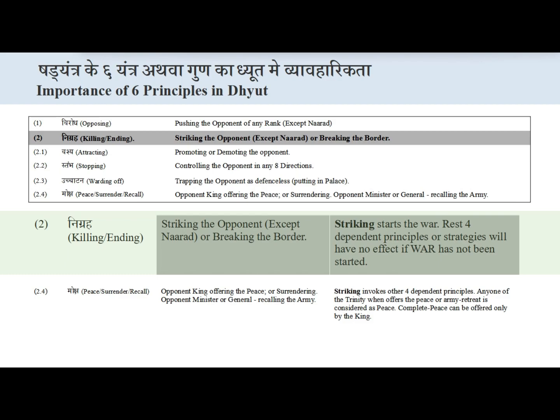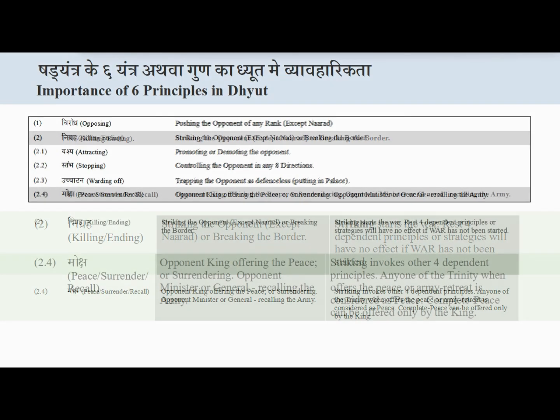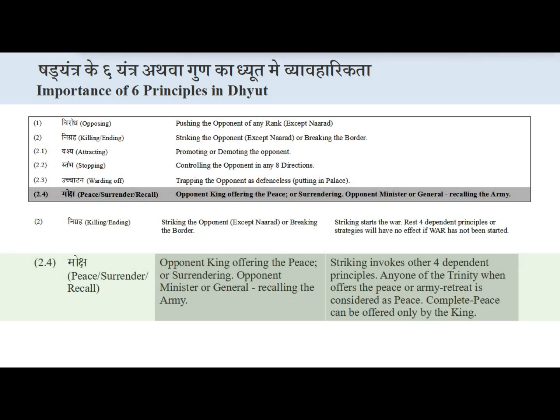Please remember that striking starts the war, and you can see points number 2.1, 2.2, 2.3, 2.4. The 4 other principles are dependent on Nigraha or killing. Primarily there are only 2 principles, Virod or opposing and Nigraha or killing. And the very last principle is called Moksh or peace. Herein the opponent king offers peace or surrenders.